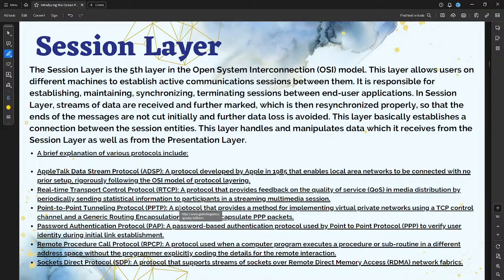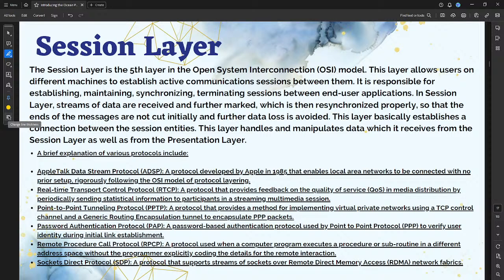Now, what is the session layer? The session layer is the fifth layer in the OSI model, and what this does is this allows users to establish different active communications. For instance, think about this simply as when you open your web browser, you're able to log into different tabs. You're able to use different tabs simultaneously.